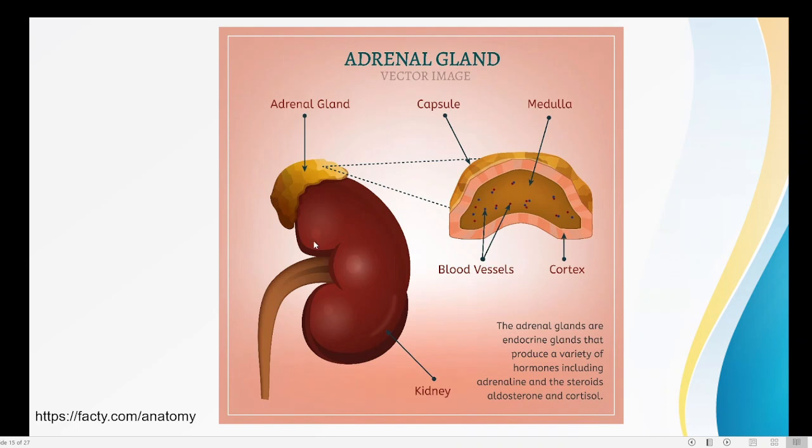Here you can see that this is the adrenal gland, and the adrenal gland is actually formed of two different types of tissues. One is the tissue present on the outer side, which we call the cortex. The other is on the inner side, which we call the medulla. So the adrenal gland has two regions, adrenal cortex and adrenal medulla, and both these regions produce different types of hormones, about which we will discuss.